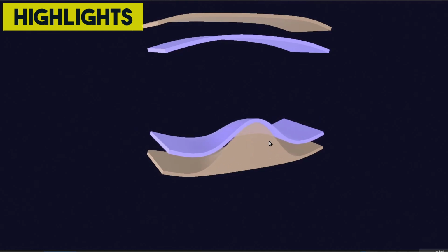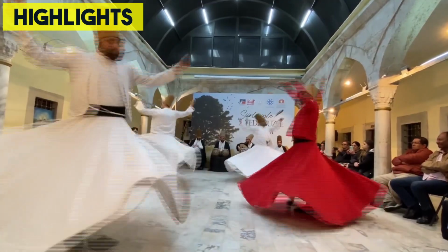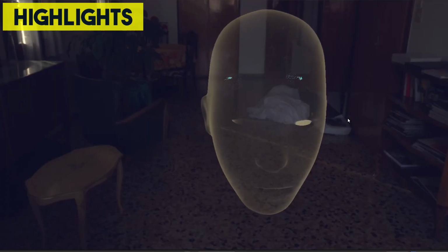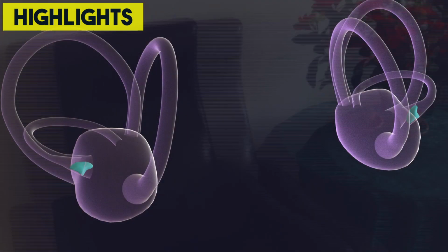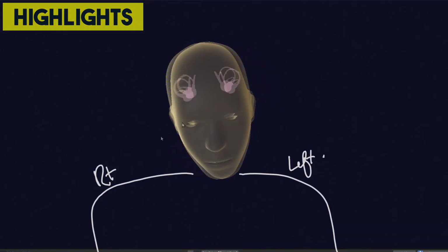So here you can see, and this will lead to what is happening inside their head. It will bend this shoulder and this shoulder.